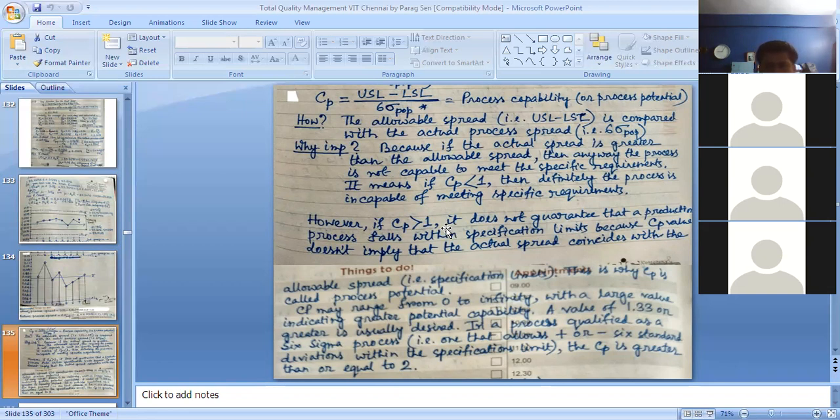But interesting to note that if Cp is less than 1, then it does not guarantee that your process.